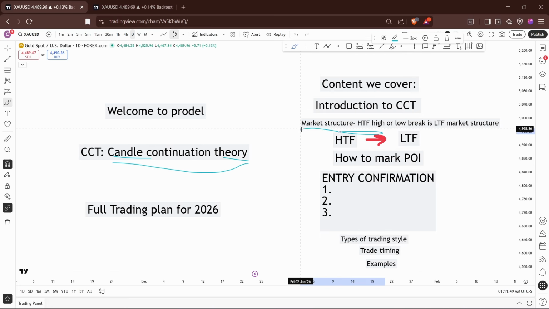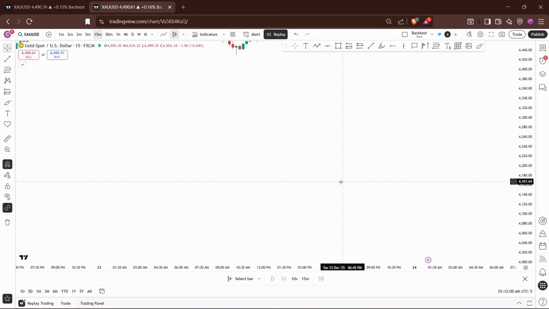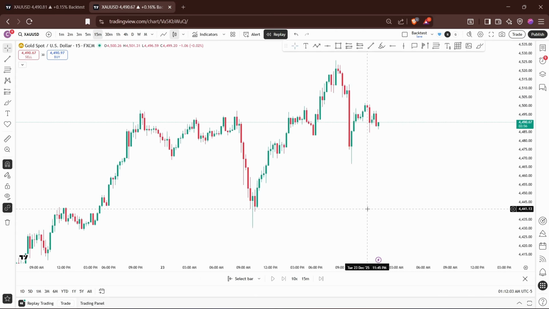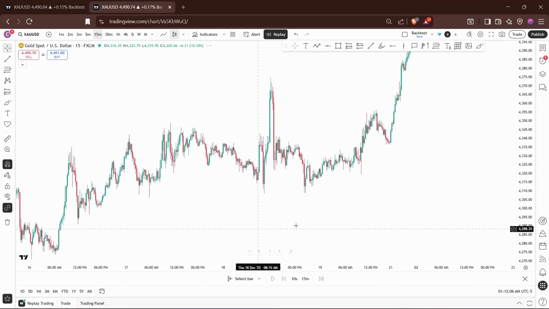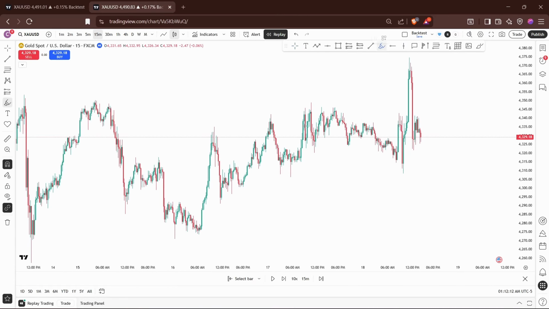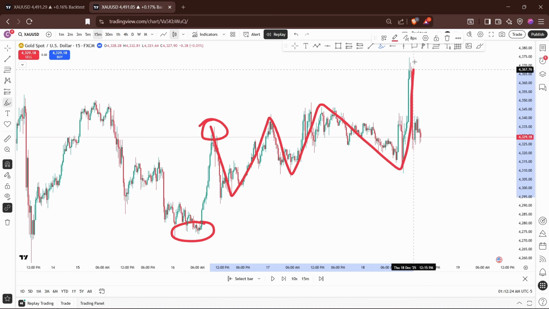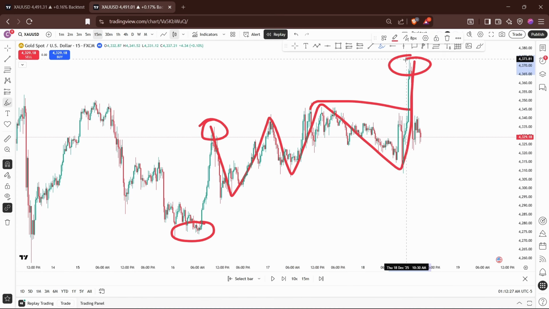Let's see another point, market structure. A higher time frame weak or low break is the lower time frame market structure. Let's see. If you go to the 15-minute time frame, here we can see this is the low and this is the high, and then it retreats down and then breaks the high, and retreats down and then breaks the high, and retreats down again and breaks the high. So this becomes the high and then this becomes the low. This is the bullish scenario.